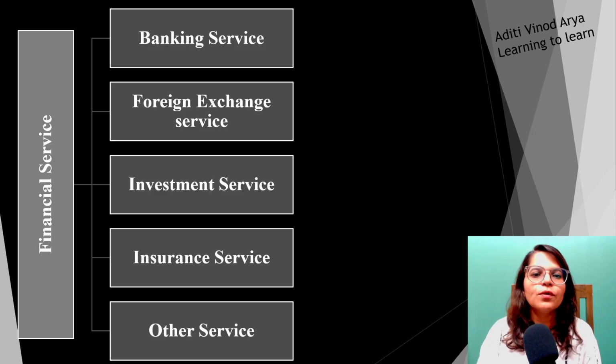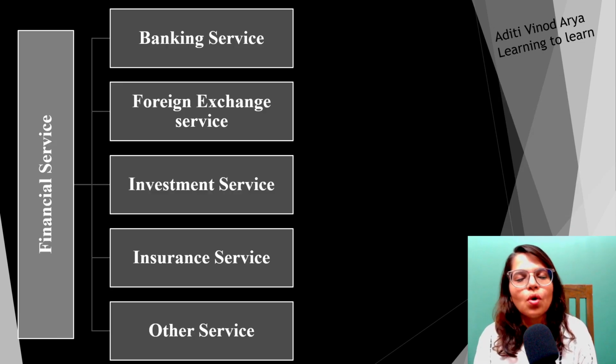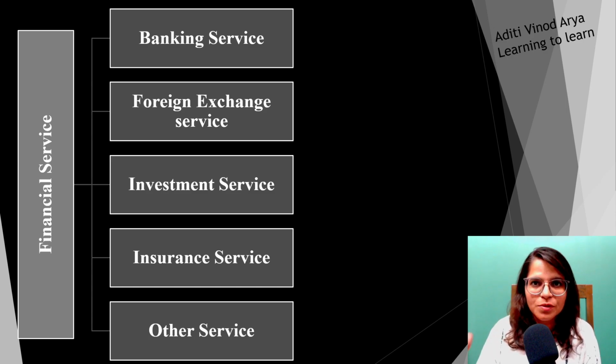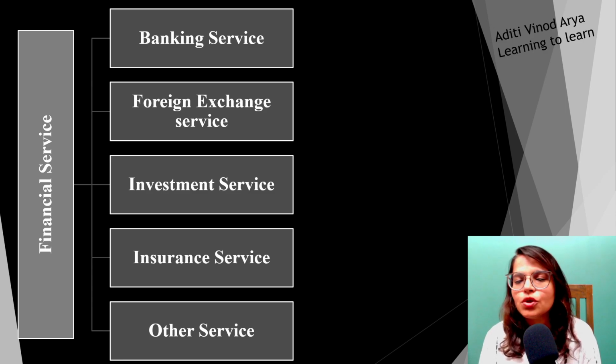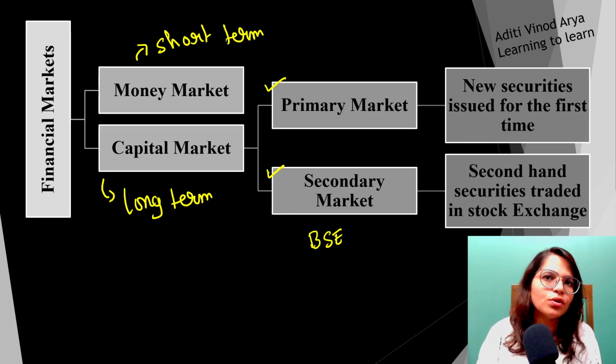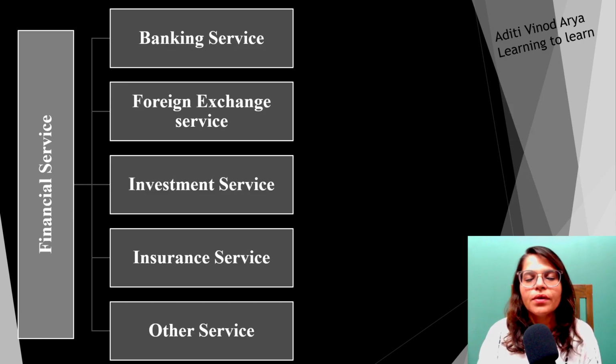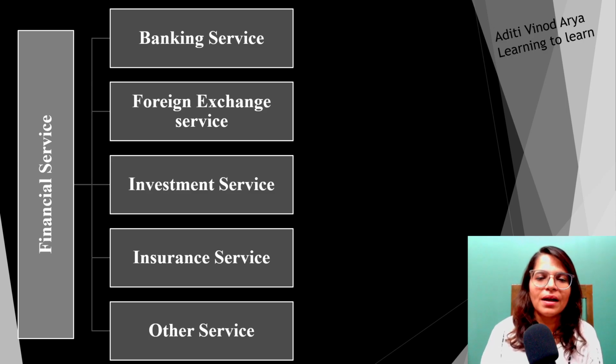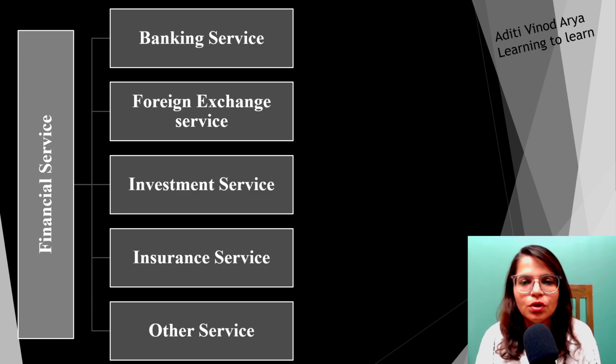The last but not the least would be financial services. Financial services include all those services which help the sale of securities to go in a smooth manner. It could include banking services, foreign exchange services, investment services, insurance services, and other services. Financial services are basically used to help sell and purchase of securities in the financial market in an easy way. We can use online payment methods like GPay, Google Pay, that is connected to your bank account. All these are financial services given to you by banks.